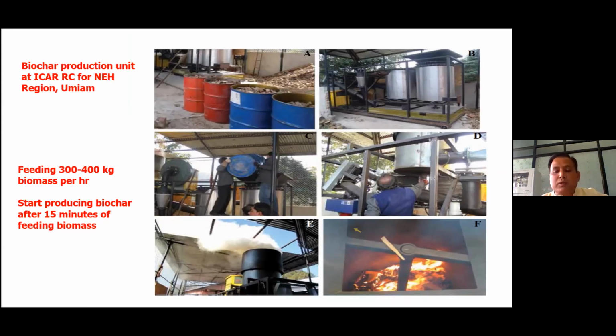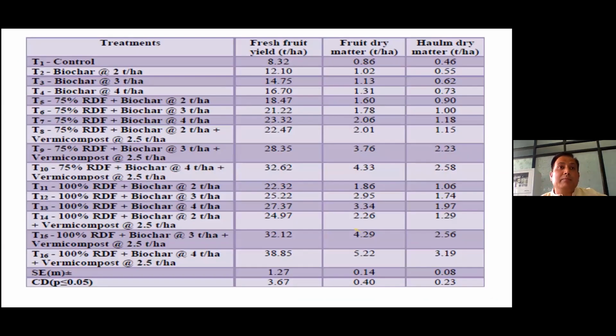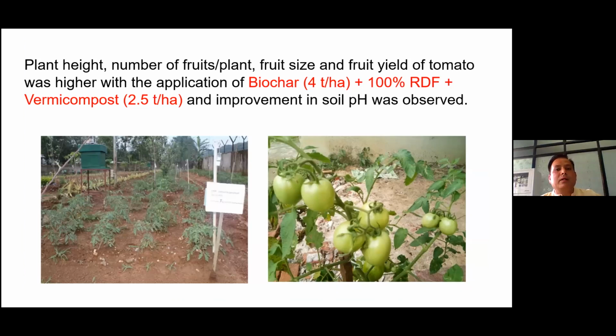And friends, you know that this biochar is very important in managing soil acidity problems also, because the different substrates have different types of pH, almost around 8. So in acidic soils, we can incorporate this biochar as a soil amendment.